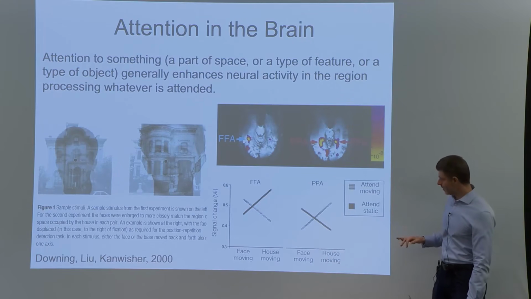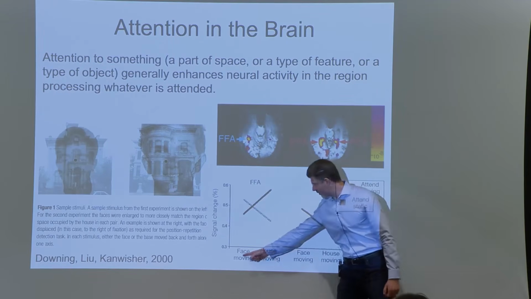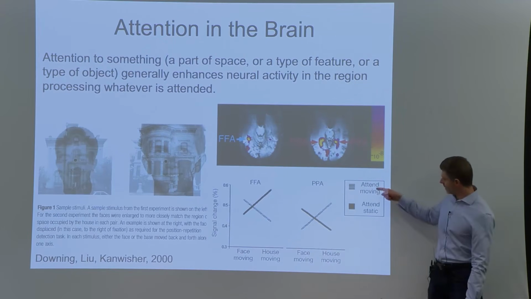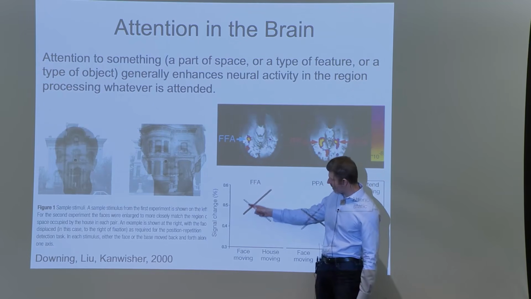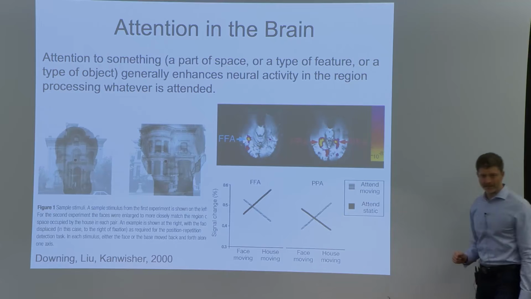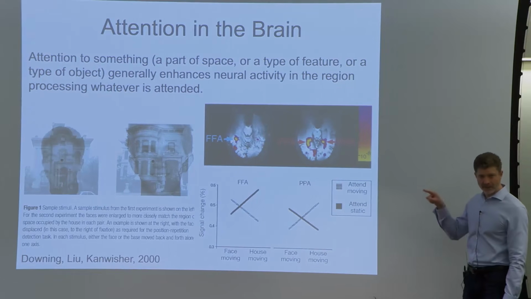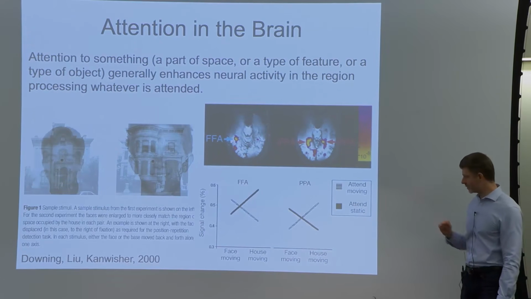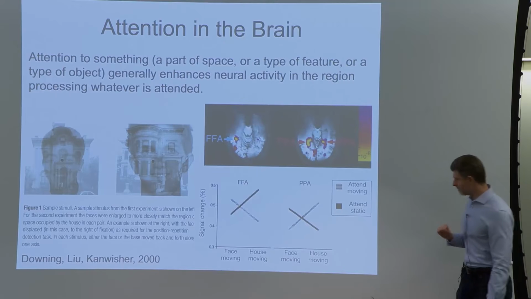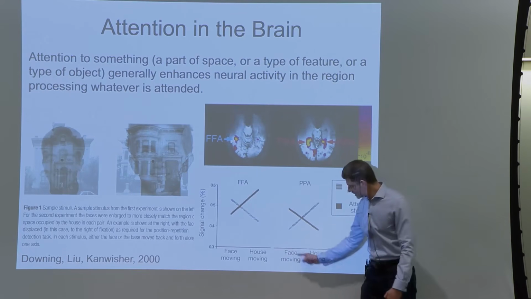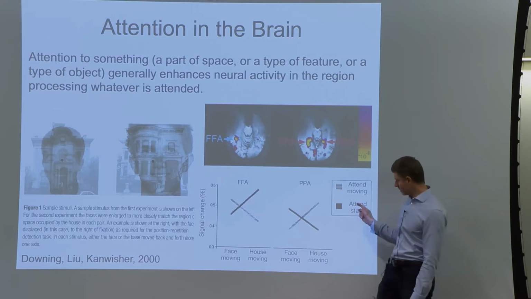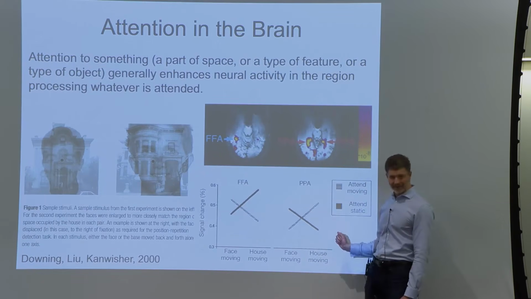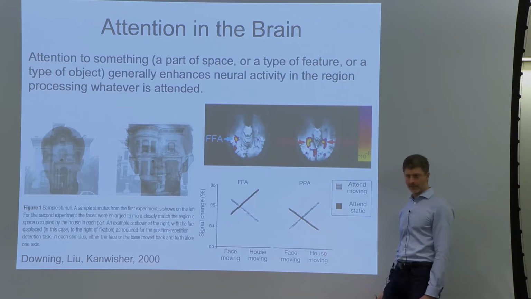All right, so what happens here? In the situation where the face is moving, when you have to attend to the moving thing, the response in the fusiform face area is higher than when you have to attend to the static thing. Same stimulus, but you direct attention to one or the other, and the response gets boosted. By comparison, in that exact same stimulus condition, when the face is moving, in the PPA you see the opposite effect. There, the response is higher when you have to attend to the static than when you have to attend to the moving.